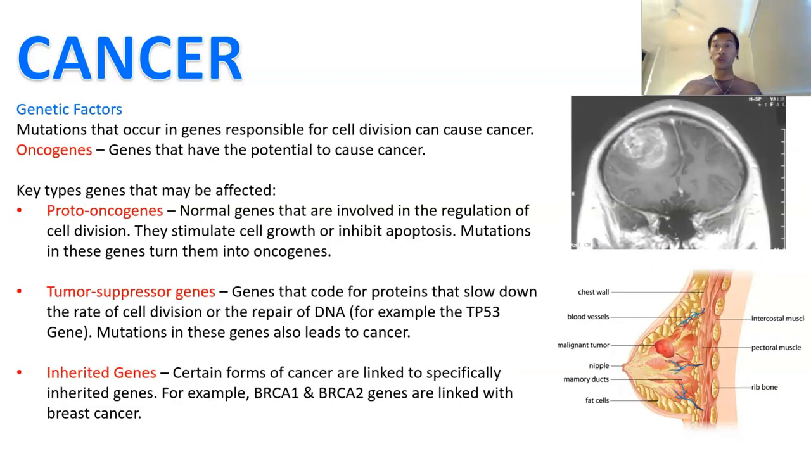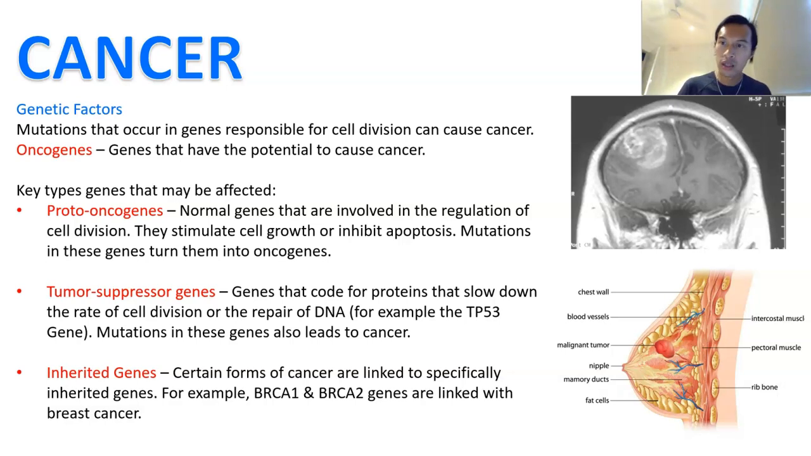Okay, what causes cancer? Well, there are two factors. There are either genetic factors and then there are environmental factors. Genetic factors are mutations that occur in the genes that are responsible for cell division, and they cause cancer. When a gene is mutated and has the potential to cause cancer, we call those oncogenes. Onco is referring to the cancer, and then those are the genes.